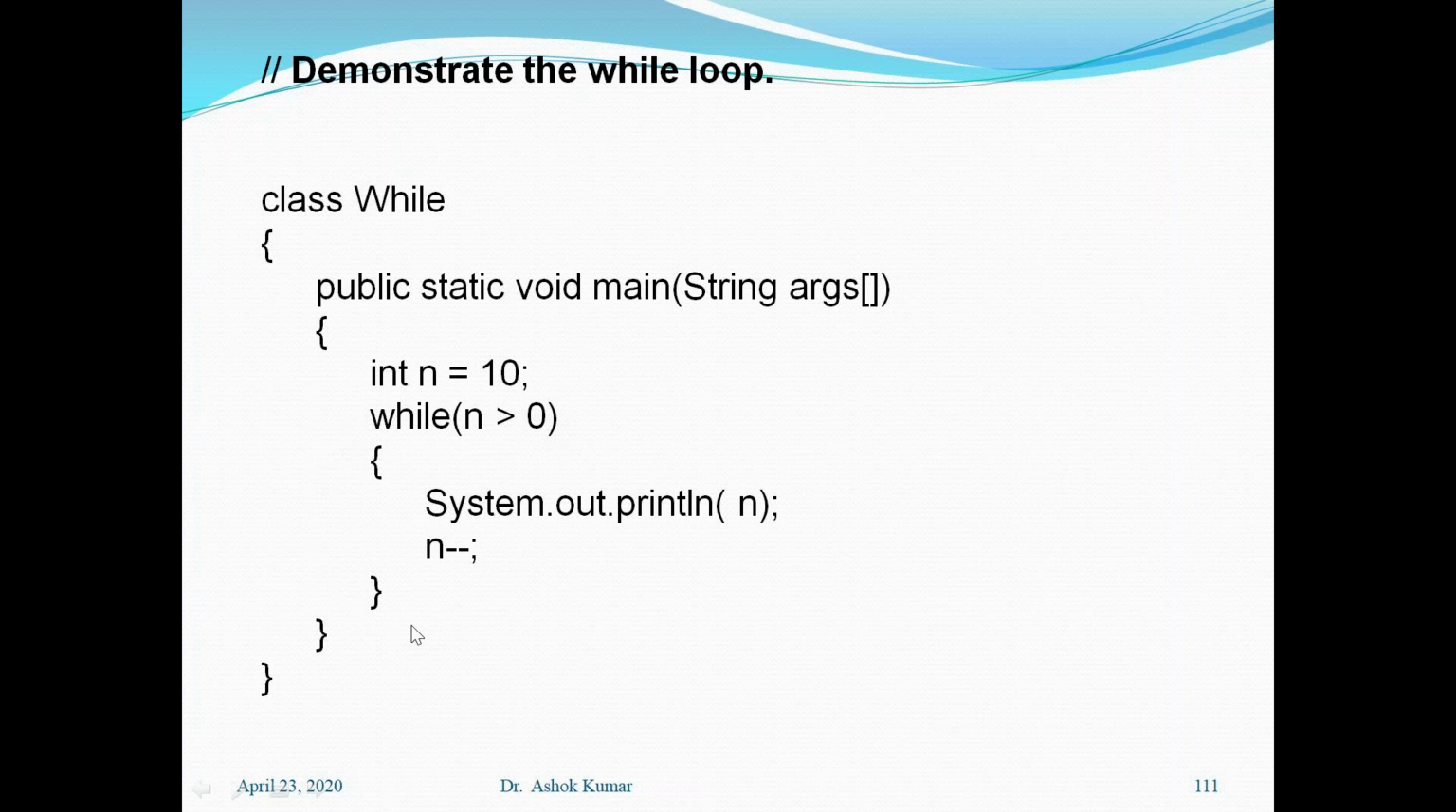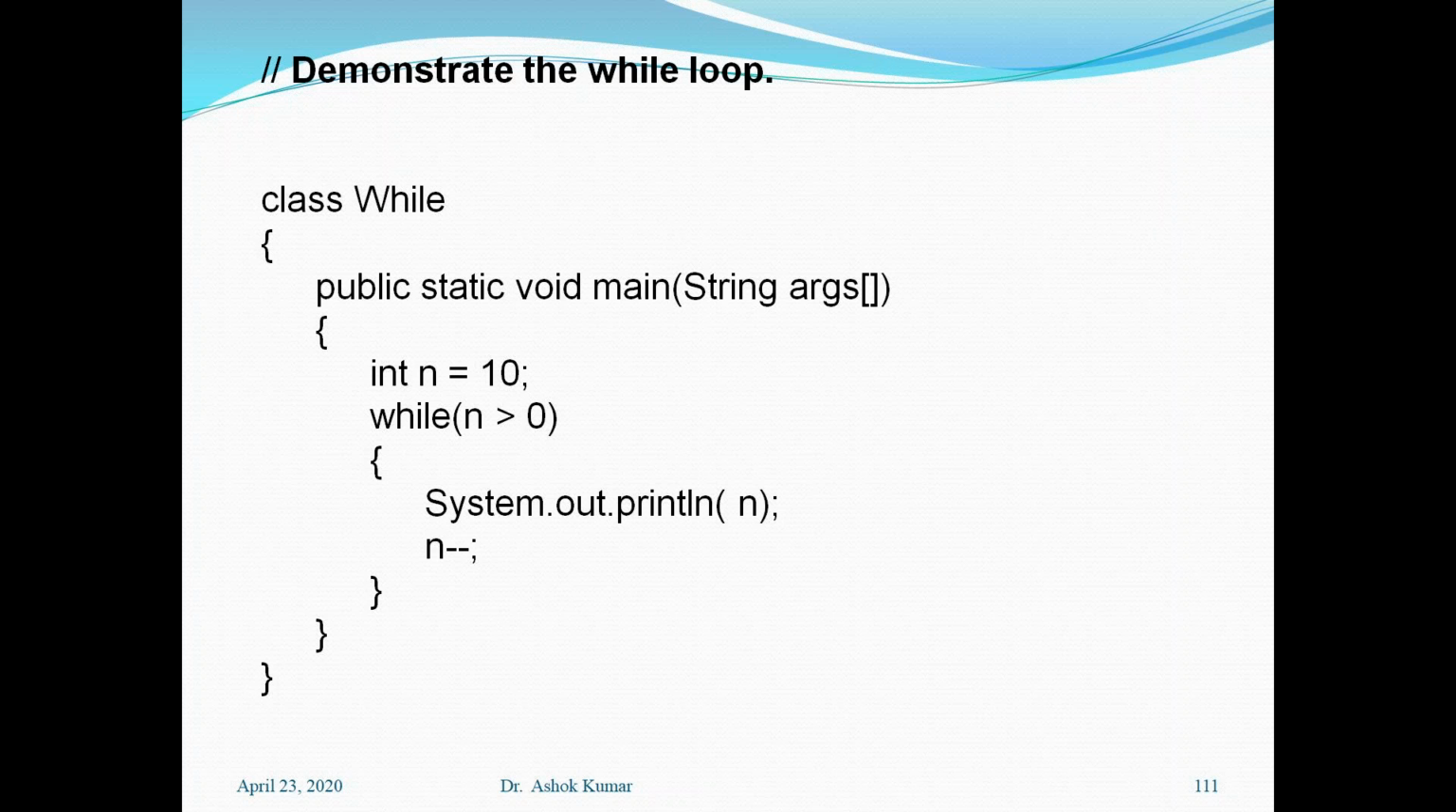So from this program, we conclude that the while loop executes the statements that we write within the braces as long as the condition is true. As the condition evaluates to false, control comes out of the while loop to the statement that is after the while loop. In this case, we haven't written any statement after the while. If there is any statement, that statement will be executed. So this program will print 10 to 1. This is the output.